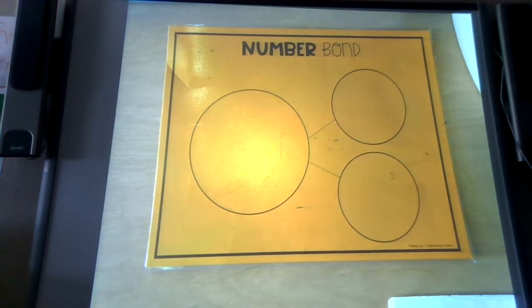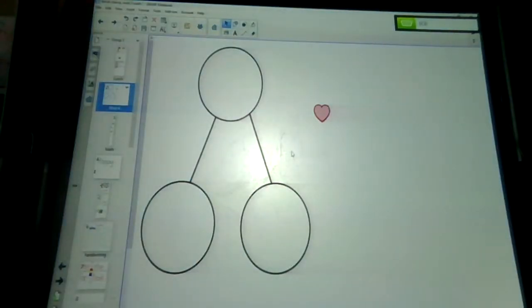And today, our I can statement is: I can use my fingers and cubes to make and break groups of 5. All right, let's get started. I'm going to bring up my number bond. So, yesterday, we talked about some people going to a party. Let's do another party problem.